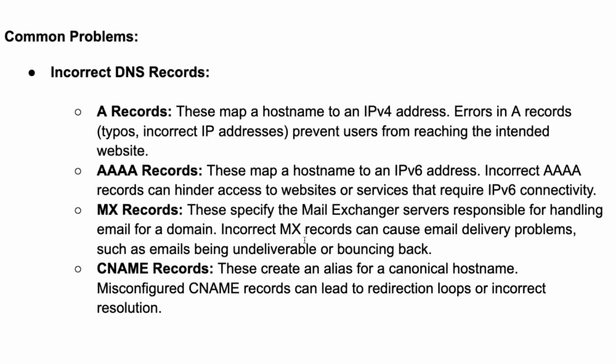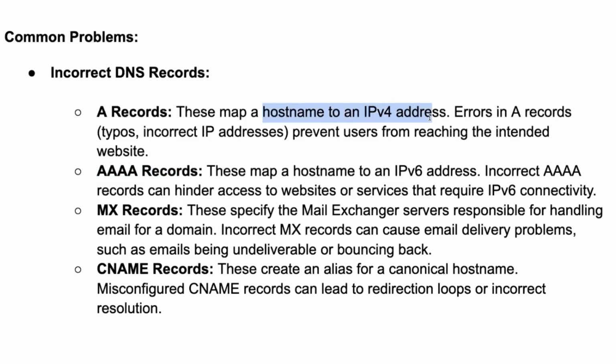Now, the common problems for DNS configuration or misconfiguration, the very first one is just your DNS records are incorrect. So the A record is your IPv4 address. The quad A record is your IPv6 address. So your A record maps the host name to an IPv4 address. So errors in this, a typo, an incorrect IP address, prevent the user from actually reaching the intended website. So for Google, if their IPv4 address is mistyped or it's an incorrect IP address, then whoever tries to go to Google won't be able to reach the website.